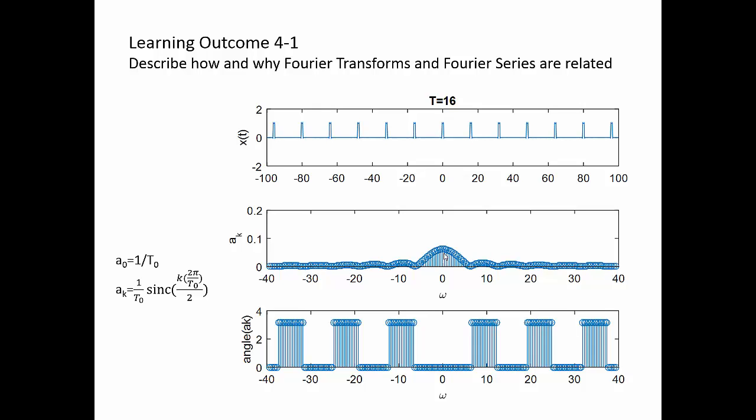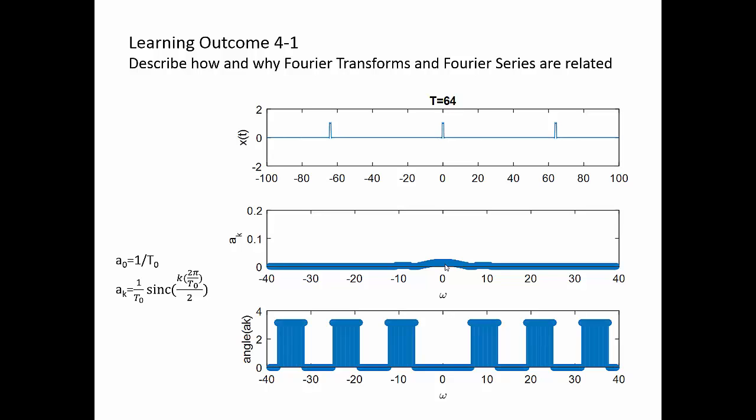Okay, I'm going to increase T again. 32. What did you see? Amplitude decreased. Spacing is omega naught, and omega naught got smaller. T is 64. Your pulses are further apart. Your A sub k got smaller. And your line spacing is a lot tighter. Well, this doesn't get to be very interesting, because if I keep increasing our T value, our A sub k's are just going to go to 0.